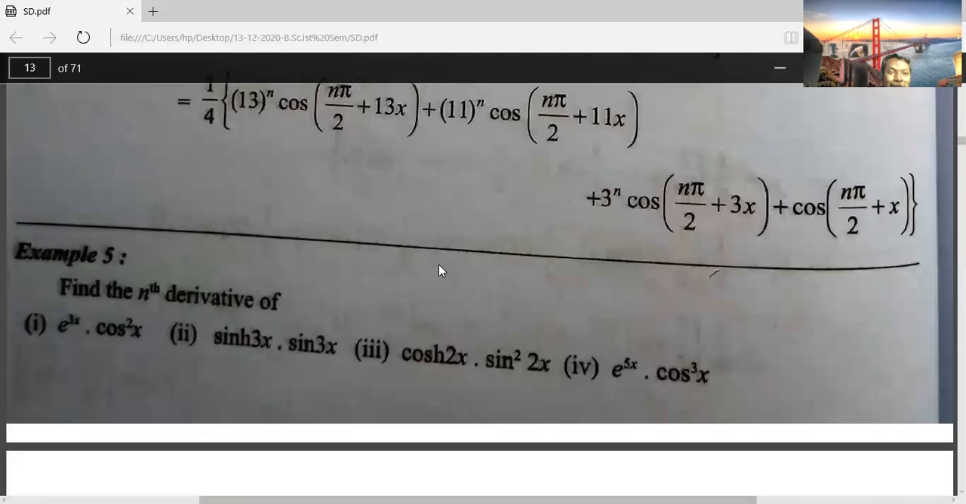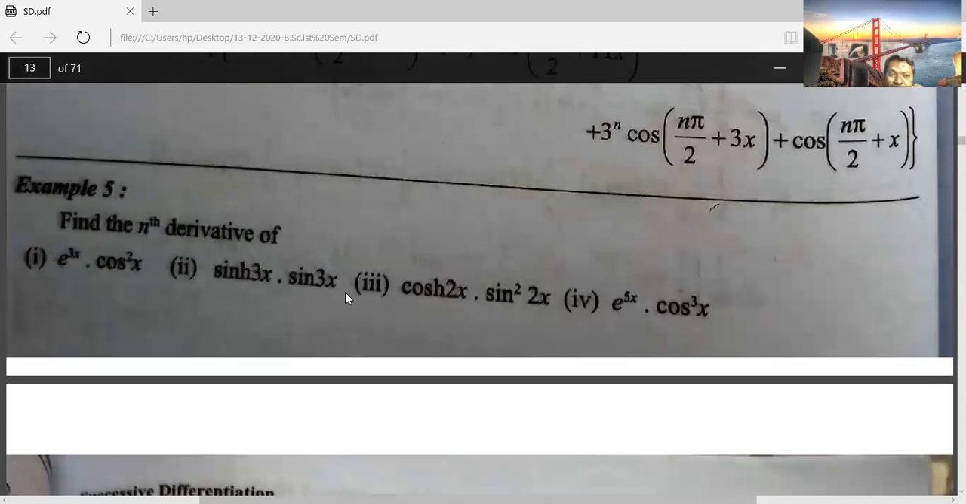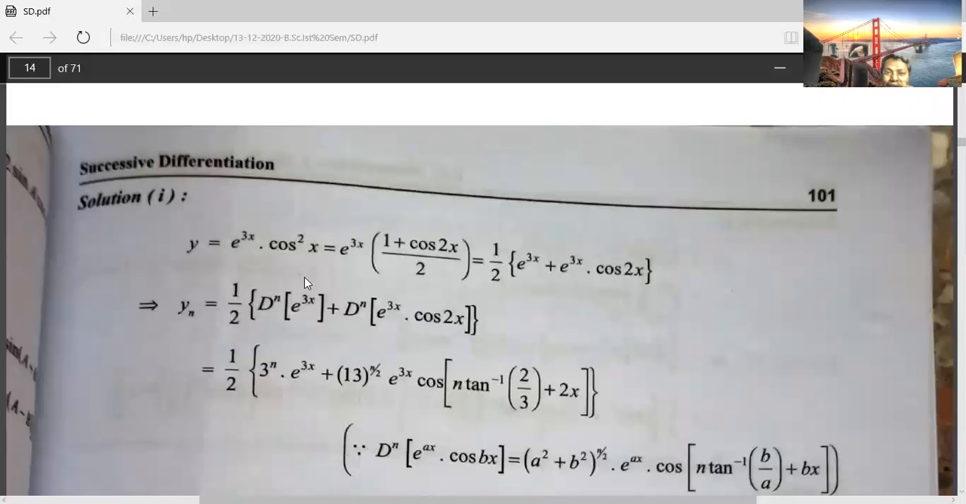Now, the nth derivative of the next problem. Find the nth derivative of e to the power 3x into cos square x. Now here you see e to the power 3x we put as it is. Cos square x: 1 plus cos 2x is 2 cos square x. By using that, you can write cos square x like this. Now 1 by 2 you can write outside. If you open the bracket here you get this.